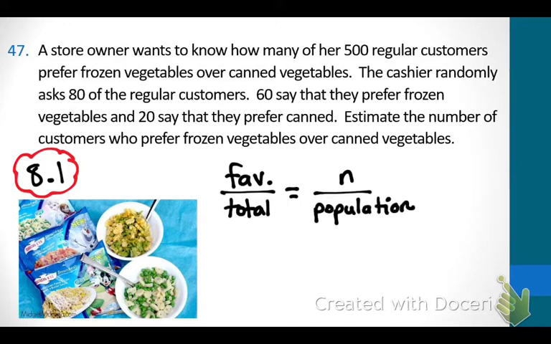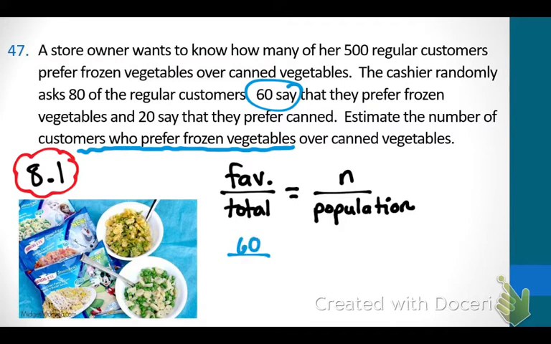Guys, what does the problem here ask us? What are we looking for? Very good. Okay, I want you to take your red pen or your pencil and underline this. Customers who prefer frozen vegetables. That is going to be what's favorable. That's what we're looking for. So guys, how many customers did it say liked frozen vegetables? 60. 60 right there. Okay, so I'm going to circle that.